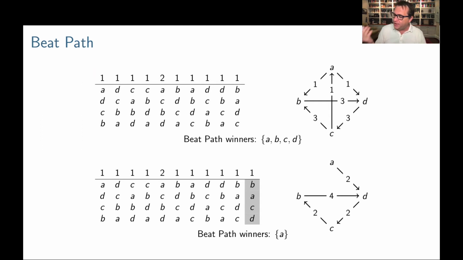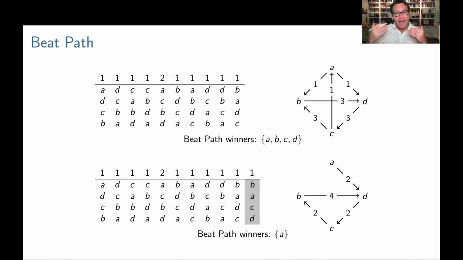Now, why is that? Well, let's just look at an example. Does A defeat D according to beat path? Well, A is majority preferred to D. The margin of victory of A over D is 1. So there's a direct path from A to D, and the weight of that path is 1. There's another path from A to D. A beats B, and B beats D.